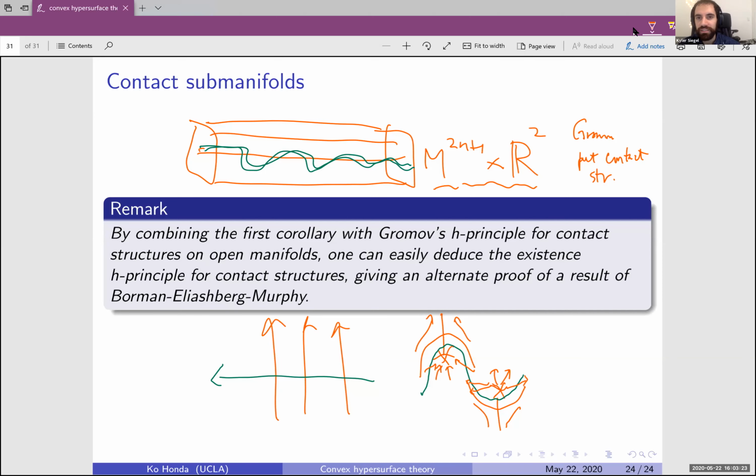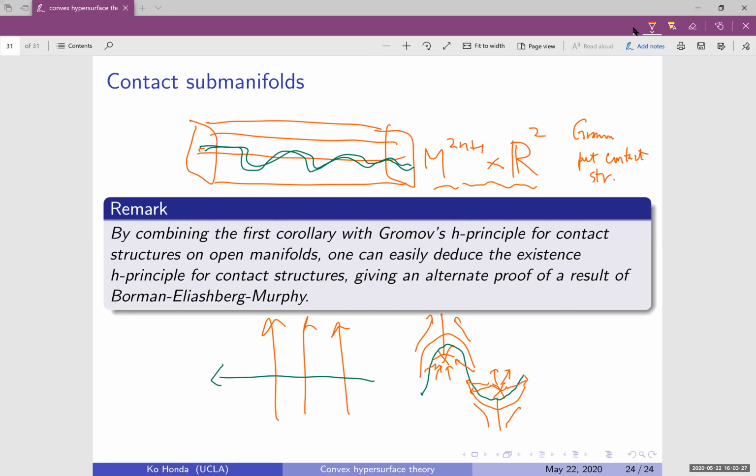I just wanted to ask whether we expect any kind of rigidity in general for convex hypersurfaces, and whether you think this construction should be thought of as producing something flexible, in the style of what happens for Legendrians.